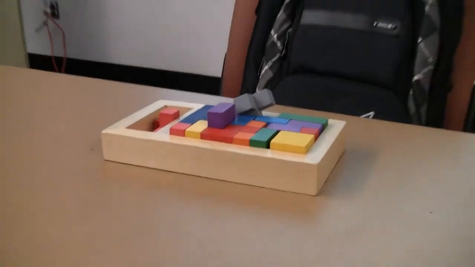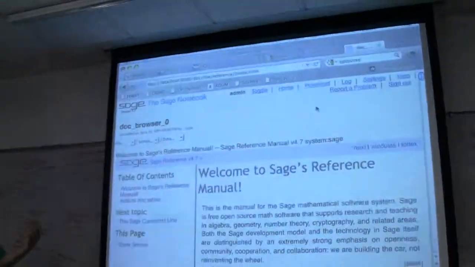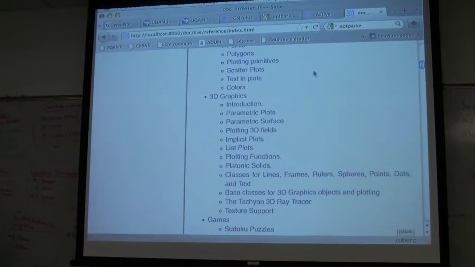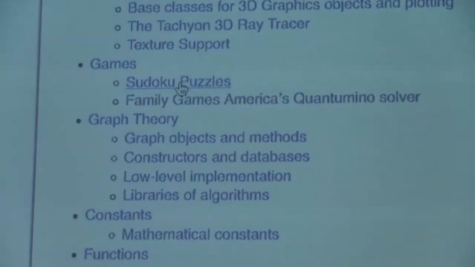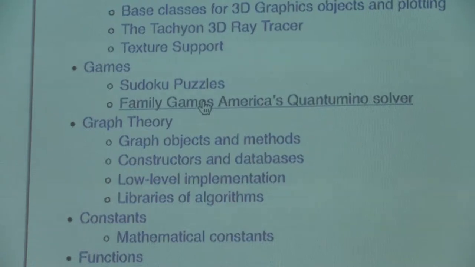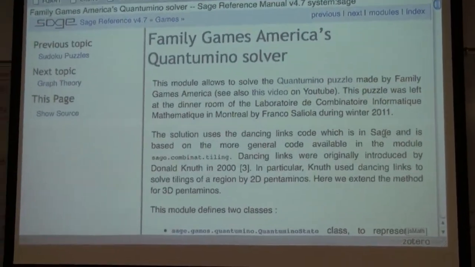Okay, so now I just opened the documentation from the notebook, so that will be how I will show it. There's a game section, so there was already the Sudoku puzzle, so I added this module, Family Games America's Quantuminal Solver. Should the Rubik's Cube Solver be there too?